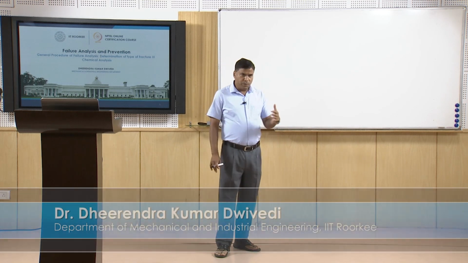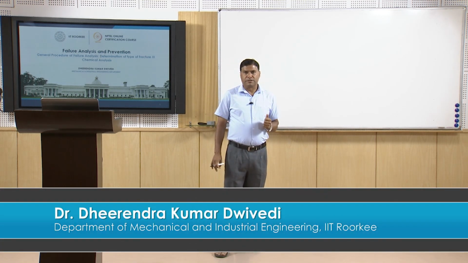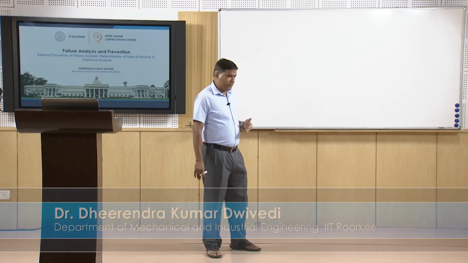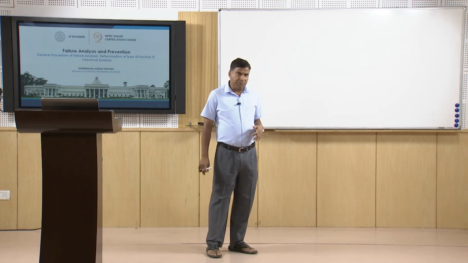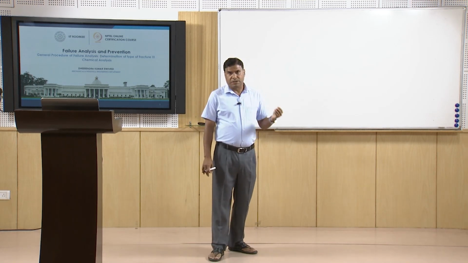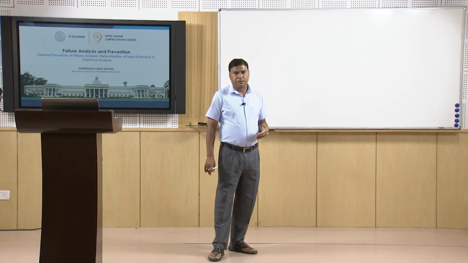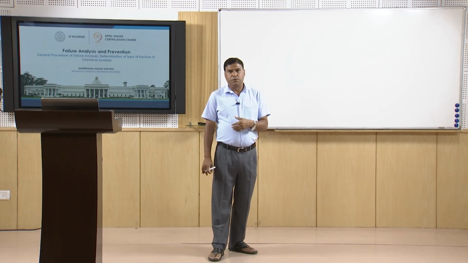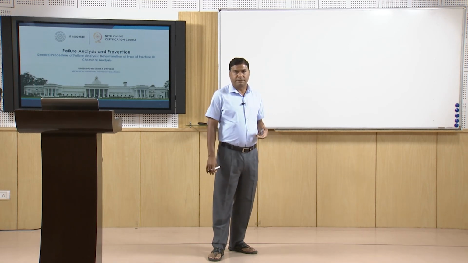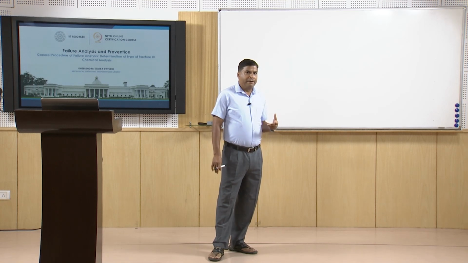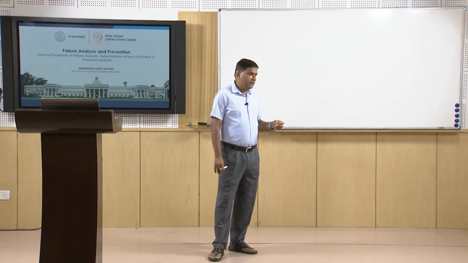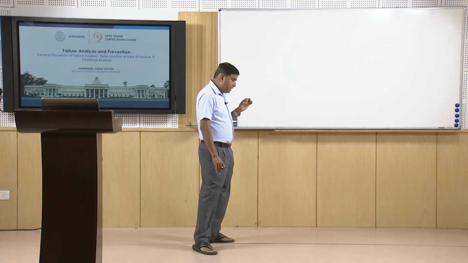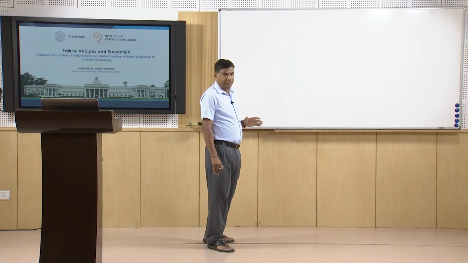And nowadays we are talking about the general procedure of the failure analysis. Under that we have talked about so many aspects like collection of the background information, preliminary examination of the failed component, non-destructive testing of the failed component, then destructive testing, macroscopy, microscopy of the fracture surfaces, and then metallographic aspects of the failed component, and thereafter we also talked about the determination of the type of fracture.